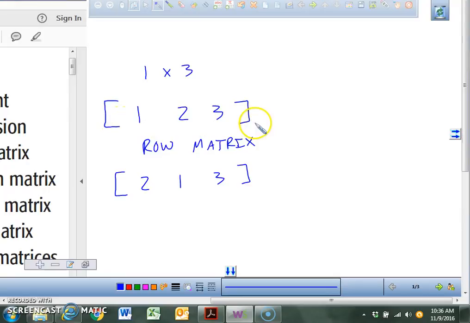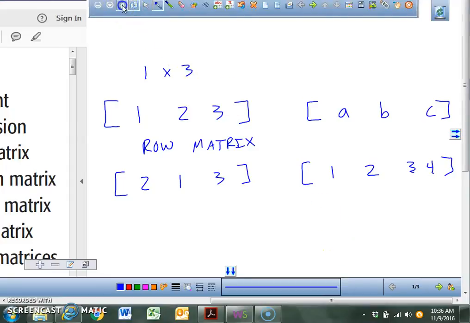Just an example of a matrix that's in one row. You can put any numbers you want. If you wanted to, you could say a, b, and c. These are all examples of just a row matrix. If you're only doing 3 numbers, what if I did 1, 2, 3, 4? That's still a row matrix.